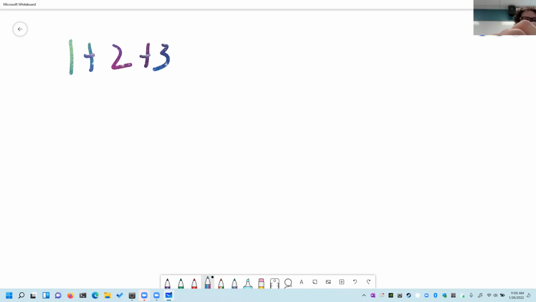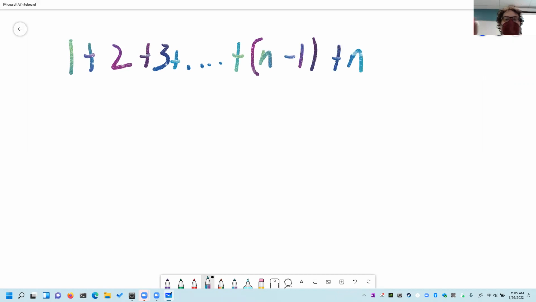It's a named series for numbers, plus n minus 1 n. It's a named series for numbers called the triangular number series. If you go to the Wikipedia page, you can find out all you need to know about it. But it is named thusly because of the arrangement of dots we can make.